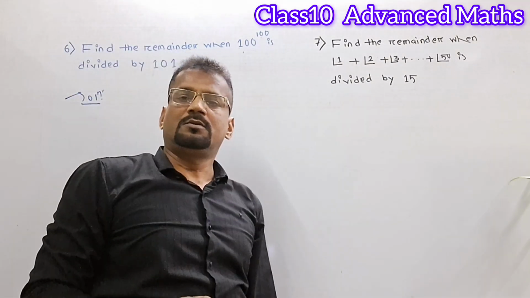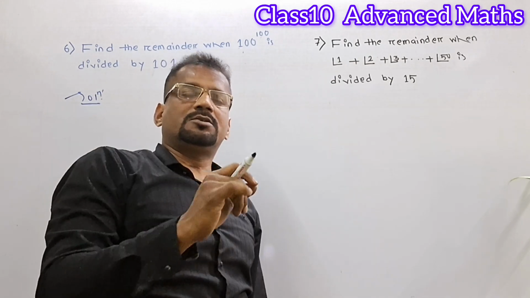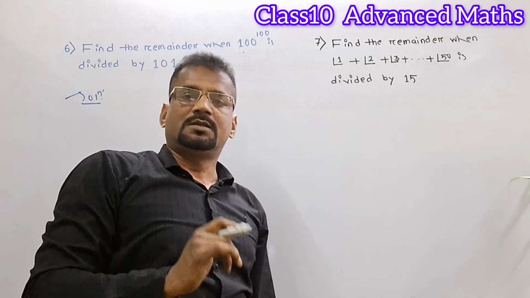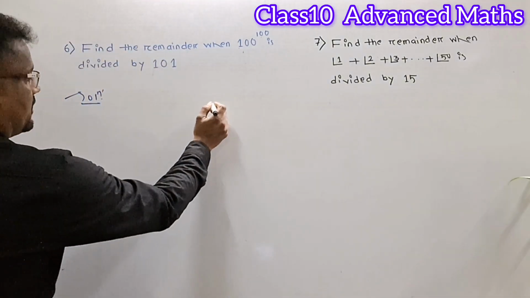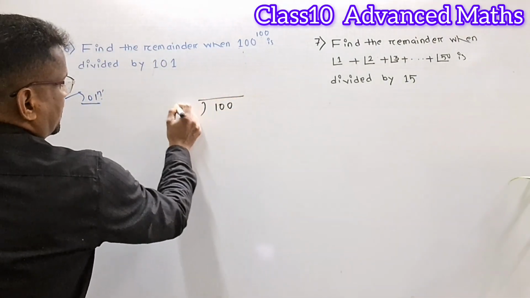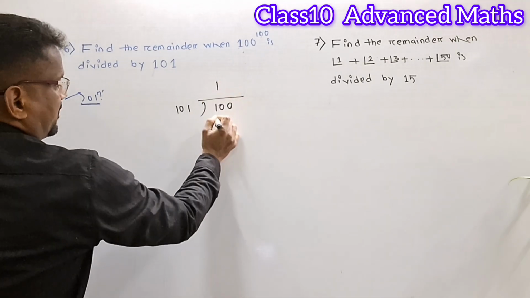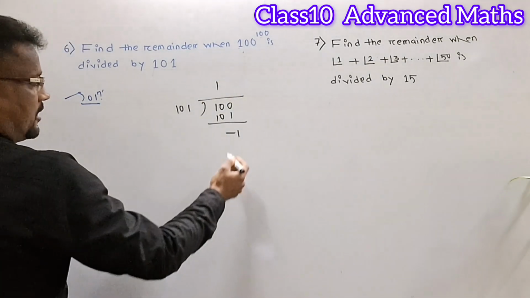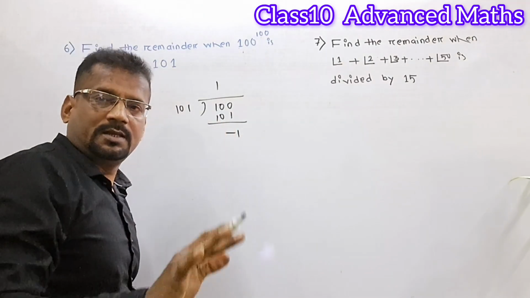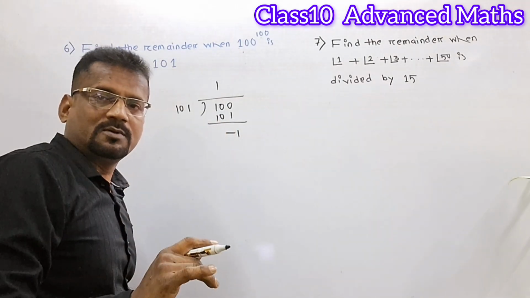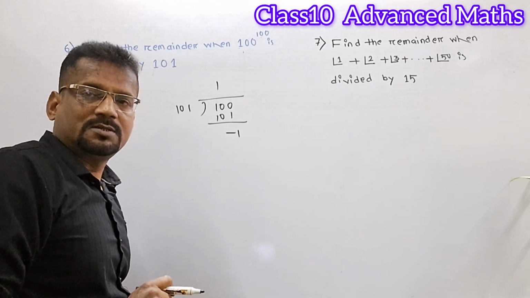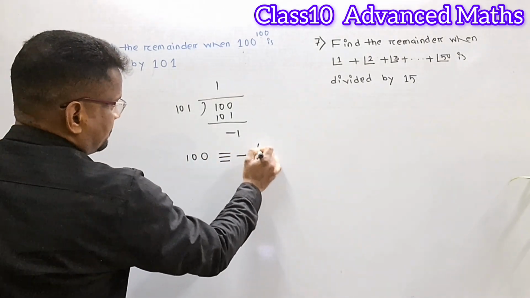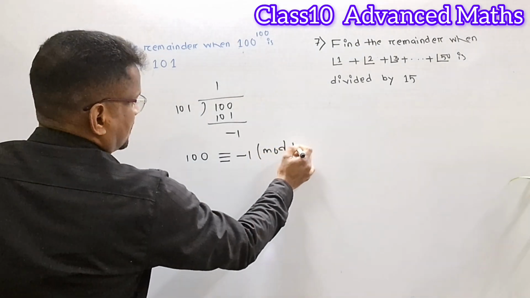As we already know the congruent modulo concept, in case of congruent modulo you can take any integer, positive or negative. Just think: if we divide 100 by 101, taking one time 101, the remainder is negative 1. A remainder cannot be negative, but in the congruent modulo concept, any negative integer you can consider. That is, 100 is congruent to negative 1 modulo 101.